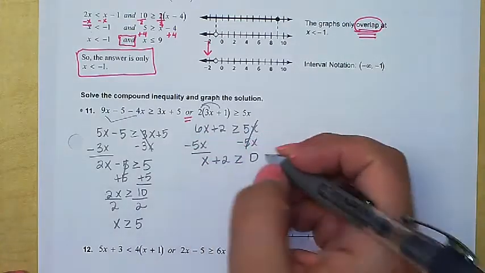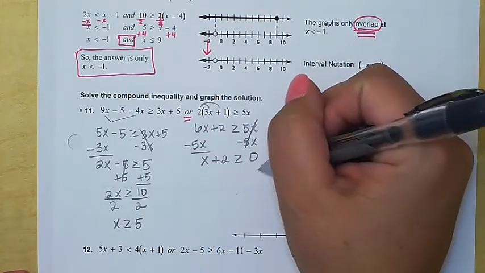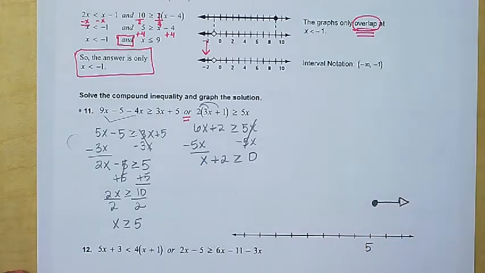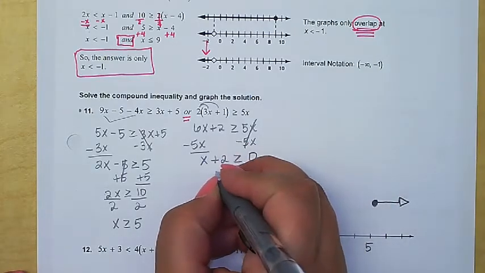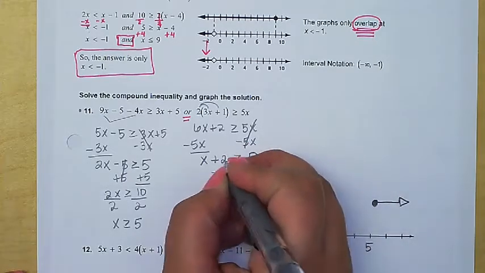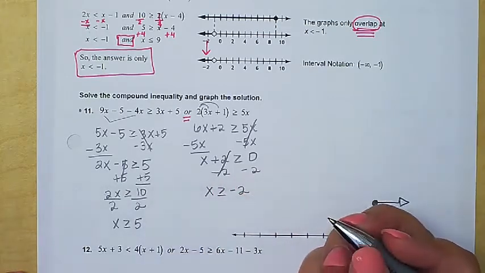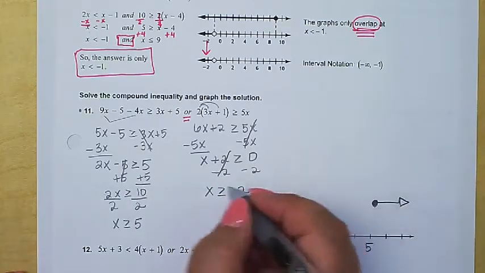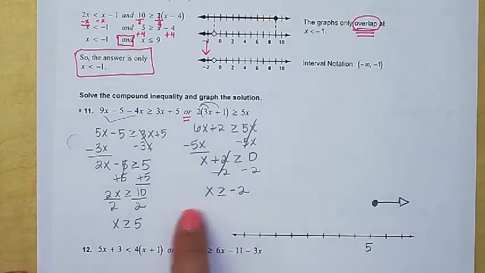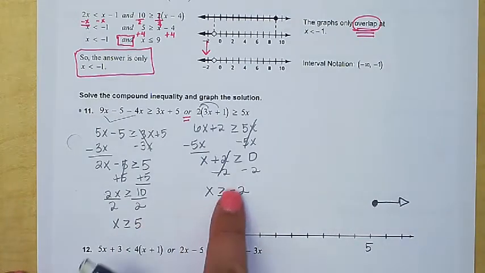You could have moved the 6 this way, but then it would have been negative and on the other side, and you would have had to fix a few things. So I think this is better because now all I have to do is subtract 2 and I am ready to go. So our solution here is all the x's greater than or equal to -2 for the second inequality in this compound statement.